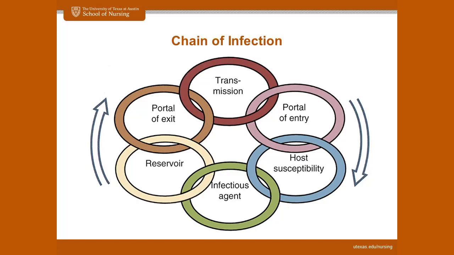The 6 links include the infectious agent, the reservoir, the portal of exit, the mode of transmission, the portal of entry, and the susceptible host. The infectious agent is the pathogen or germ that causes disease. The reservoir includes places in the environment where the pathogen lives. This includes people, animals and insects, medical equipment, and soil and water. The portal of exit is the way the infectious agent leaves the reservoir, through open wounds, aerosols, and the splatter of body fluids, including coughing, sneezing, and saliva.